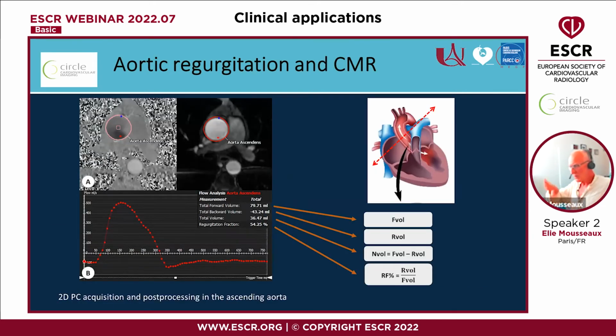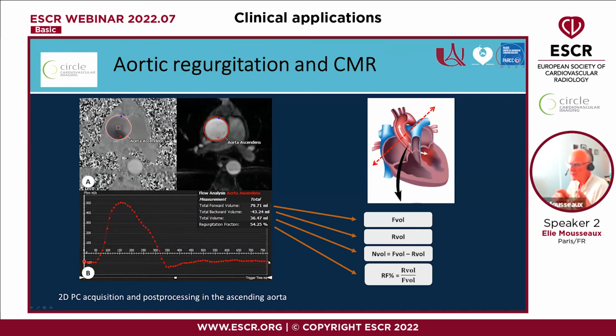Another main application on the left side, now I am talking about valvular disease. The main application of CMR at this time, because it's not so complicated, is to study aortic regurgitation, by using a single acquisition along the sinotubular junction, and sometimes for some people a bit orthogonal to the ascending aorta, but I will tell you in a moment that I prefer to be at the junction. And you can estimate the positive flow during the forward flow, and the negative flow.